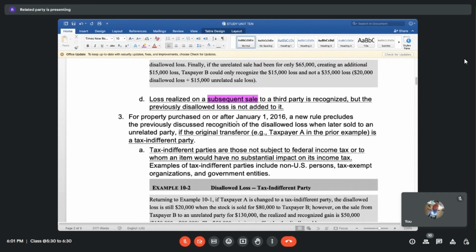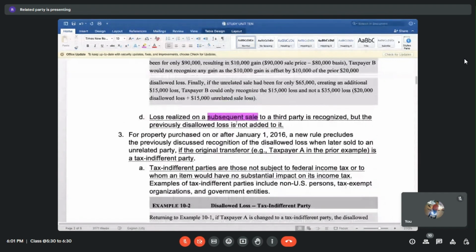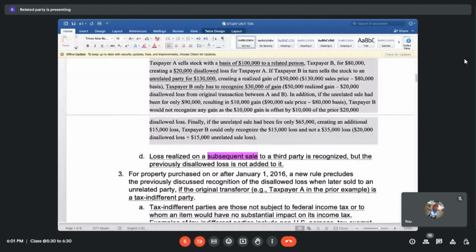Ma'am, I'm having one doubt. In the first para, last line, the 10,000 gain was offset from the previous loss of 20,000. So it will be remaining 10,000 loss, which will be carried forward? No, I just said that. Only your gain will become zero. The IRS is saying just make your gain zero, but we will not allow you to carry it forward.